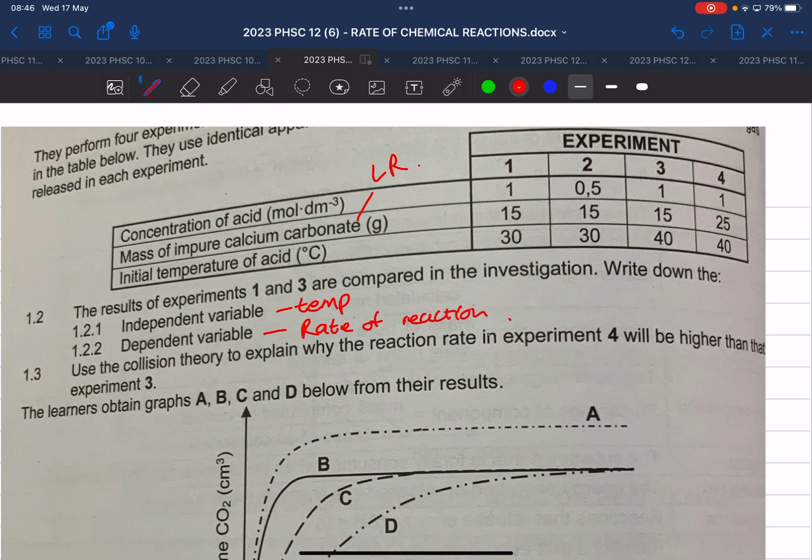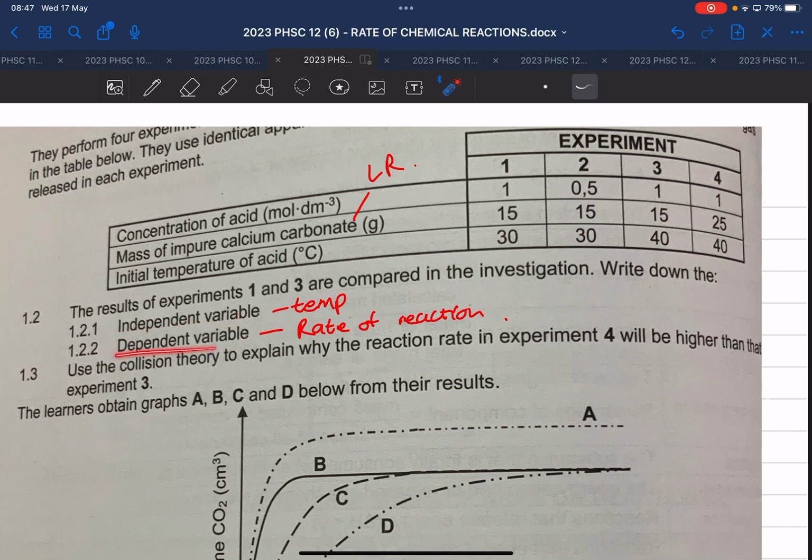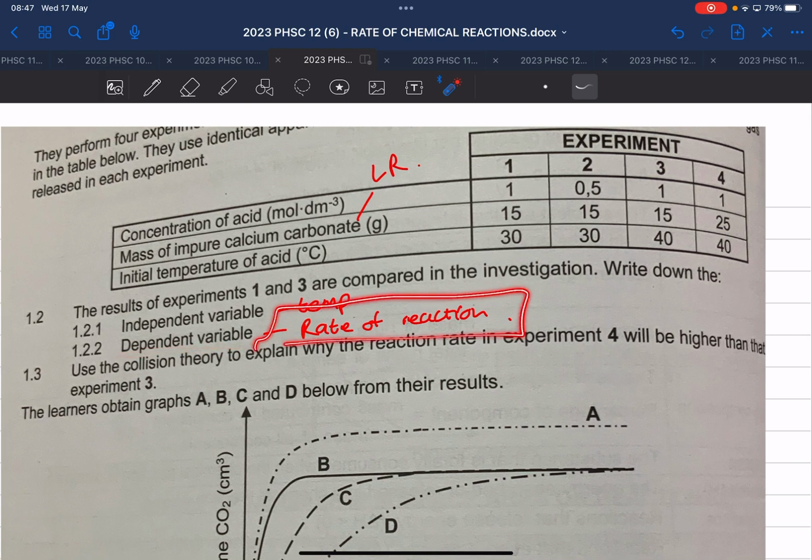Concentration is wrong. In this chapter, the dependent variable will always be the rate of the reaction. Always. It doesn't matter what you're comparing, where, what, when, whatever. Always the dependent variable is the rate. I thought it was the volume because they measure the volume. You can also say that. They determine the rate by how fast the volume is given off. So you can say the volume released.